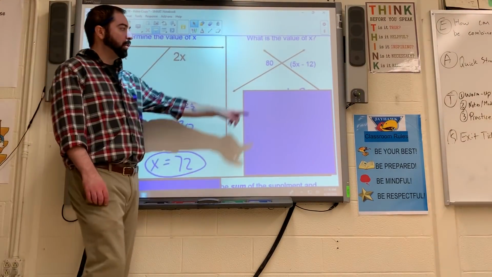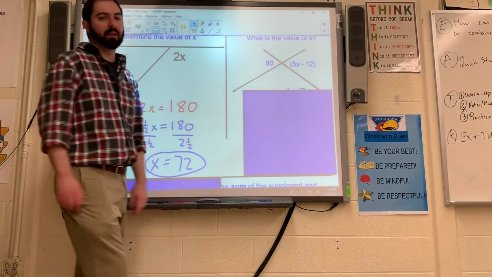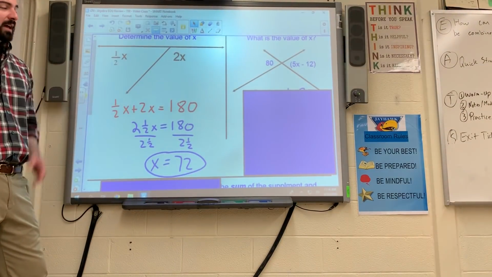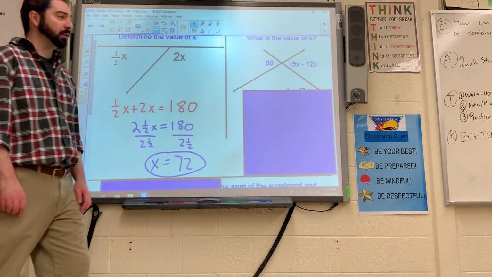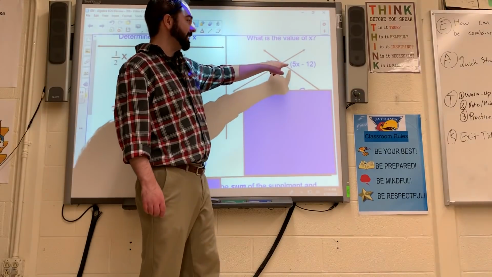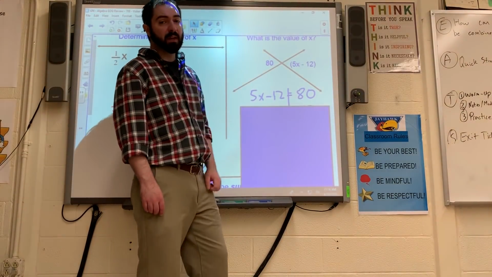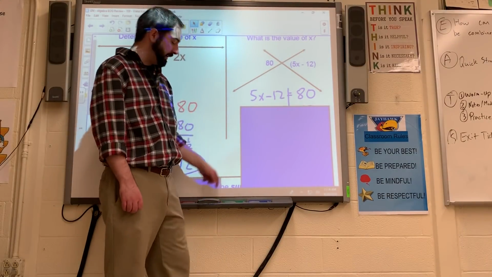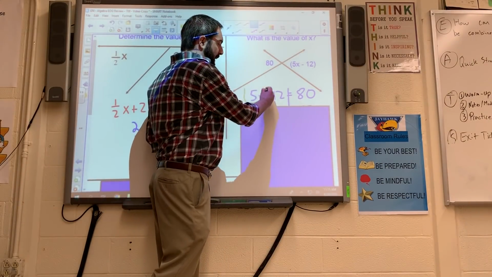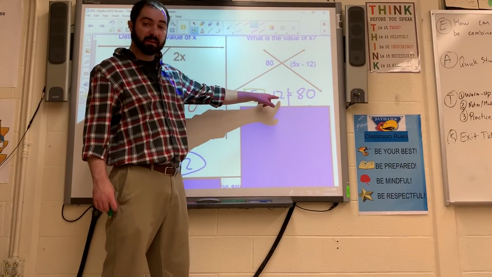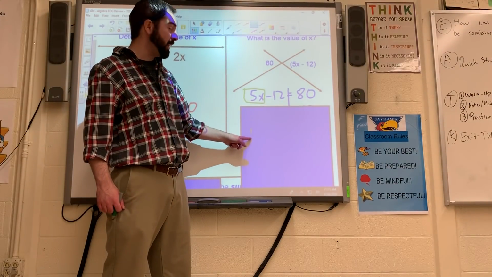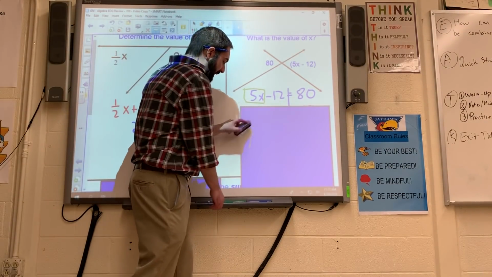Second example, we have some vertical or opposite angles. Well, again, if I think back to that last slide, vertical angles or opposite angles are equal. So I could say that 80 is equal to 5x minus 12. And again, right there we have an easy two-step equation. First thing I need to do, well, I have to get this 5x by itself. Well, what's being done to it? It's being subtracted by 12. Well, the opposite of minus 12 is going to be to add 12.